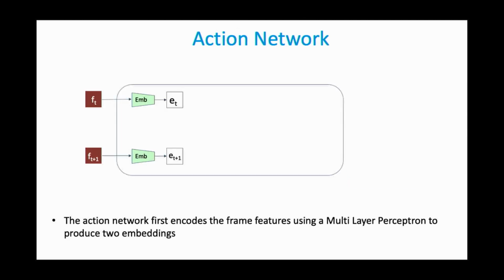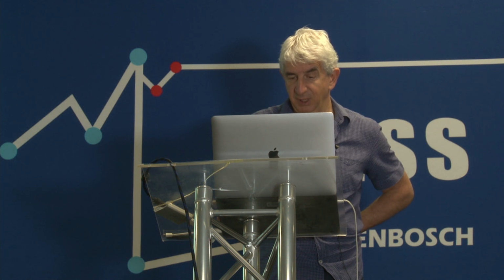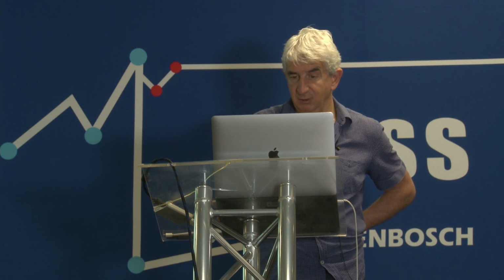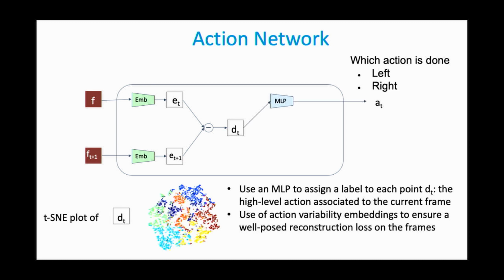And then in the action network, practically what we have are these embeddings. And we look at the differences between these embeddings, and this will tell you what is the action direction. And when you visualize it in the t-SNE plot, you can see the representation of the different types of transitions that are observed in the training video, right? So of course, there are some limitations. From one stage, you cannot just run to any other stage because, of course, it's a continuous game. So if I am at the net, I cannot just be in the next stage, in the baseline. So I will have to go through some intermediate results. So this is what it does.